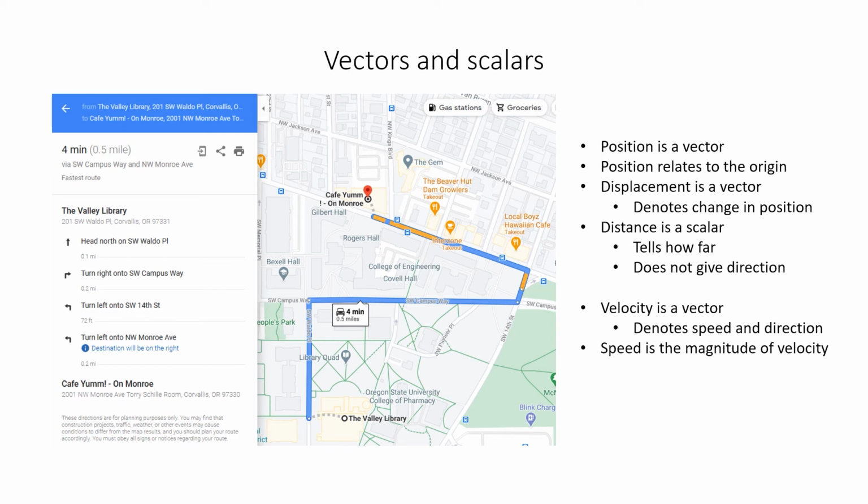Velocity is a vector. It denotes speed and direction. So if we know how fast we're going along each of these displacements, we can figure out the time increment for each displacement and add them up to get the total time. The word acceleration is used for both a vector and scalar quantity. We don't have a special word for acceleration vector.